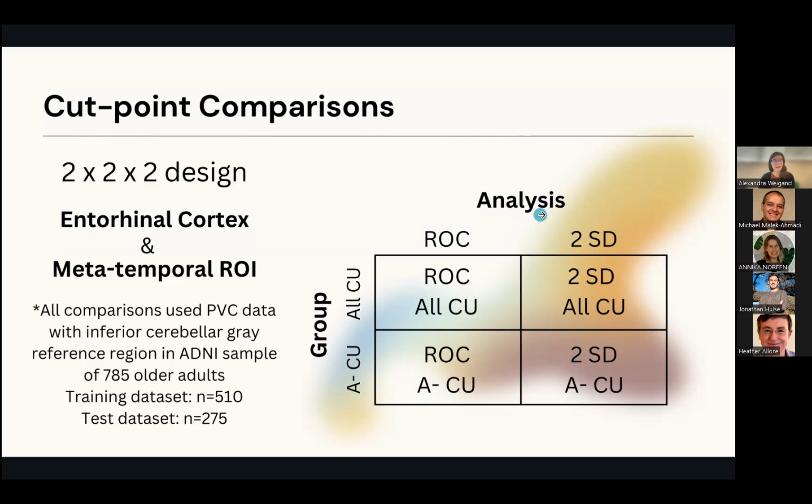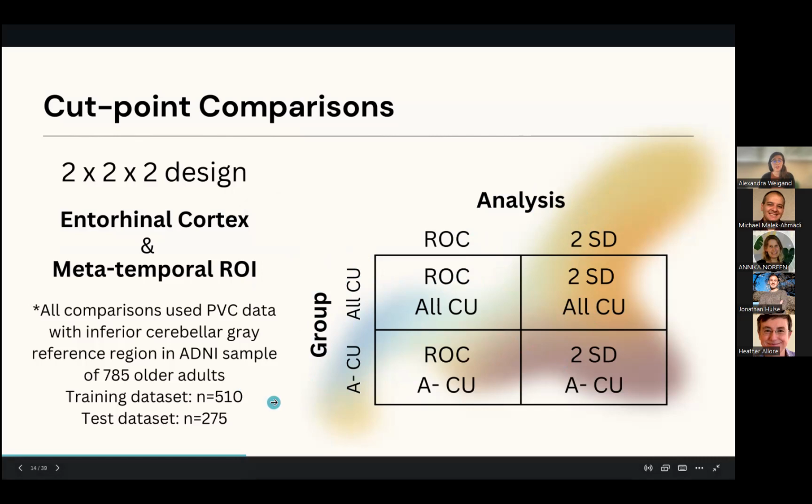For analytic method, I either used ROC curves or 2 standard deviations above the mean of the comparison group. And then for the comparison group, I either used all cognitively unimpaired individuals or only those cognitively unimpaired individuals who were also amyloid negative. So you can see here that results in these 4 different cells done both for the entorhinal cortex and the metatemporal region, which results in 8 different unique ways of deriving these cut points.